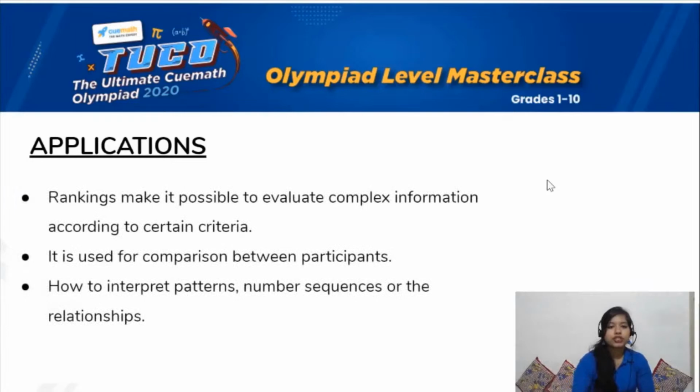So let's go ahead. We'll look into the applications. The first application: rankings make it possible to evaluate complex information according to certain criteria. It is used for comparison between participants. Without ranking, comparison is not possible. The most basic example you could take is the results of students in a class. Whenever a student gets specified with his or her overall percentage of marks in school, they are graded and accordingly ranked in class. Without the ranking system, it's impossible for us to compare the best quality features between the students.